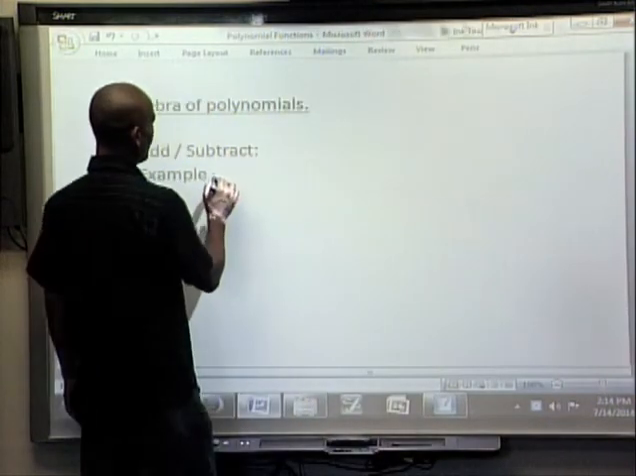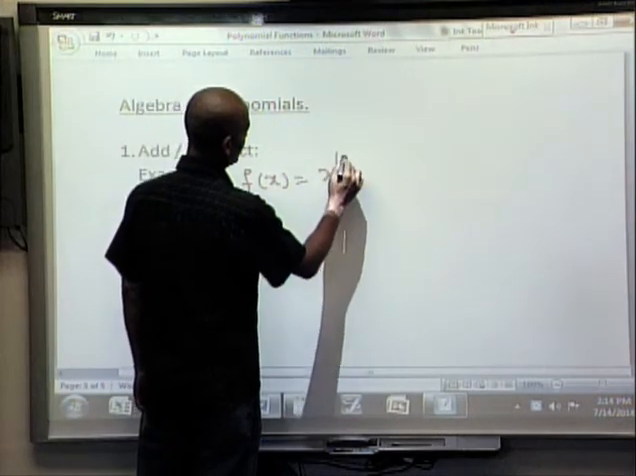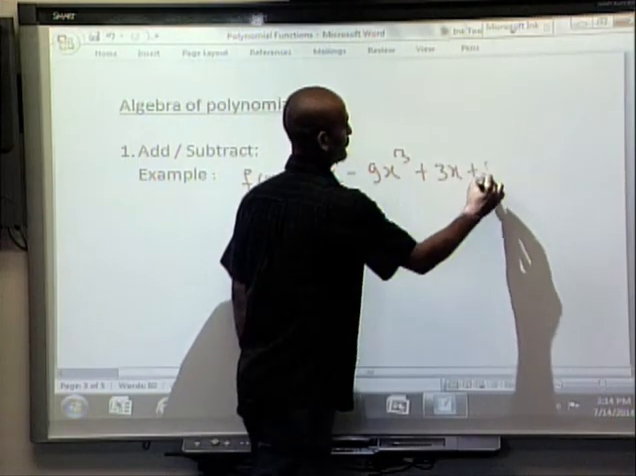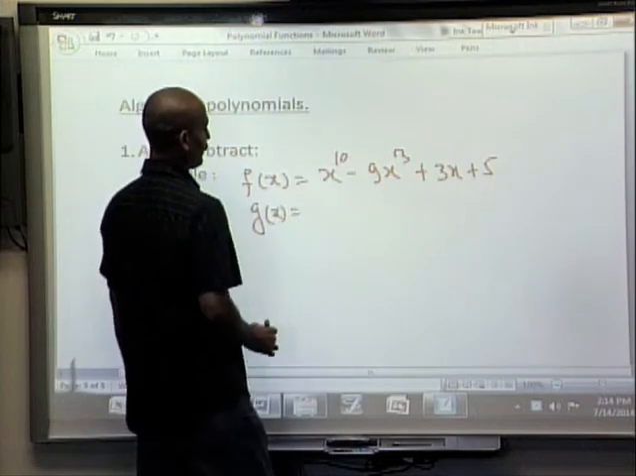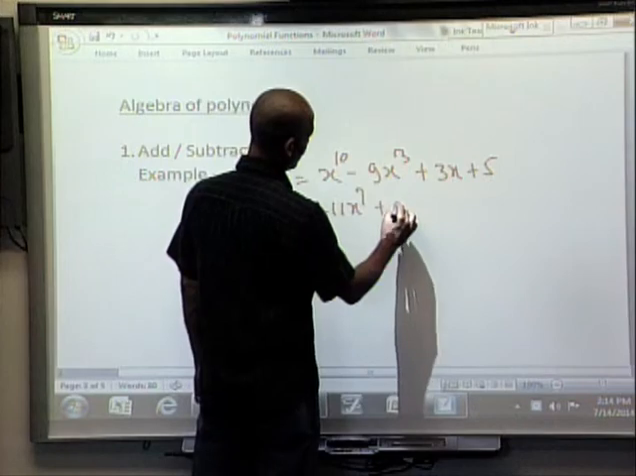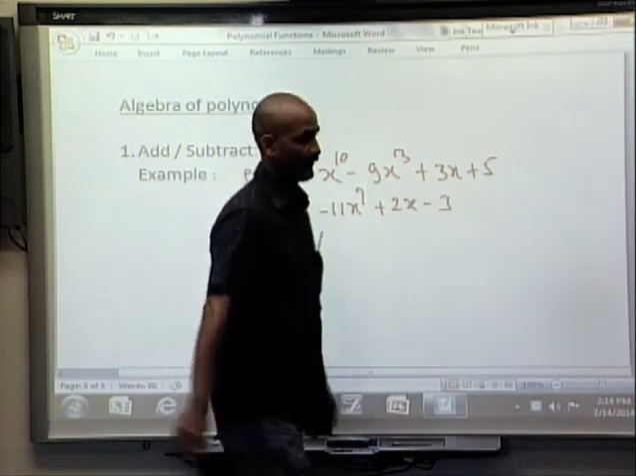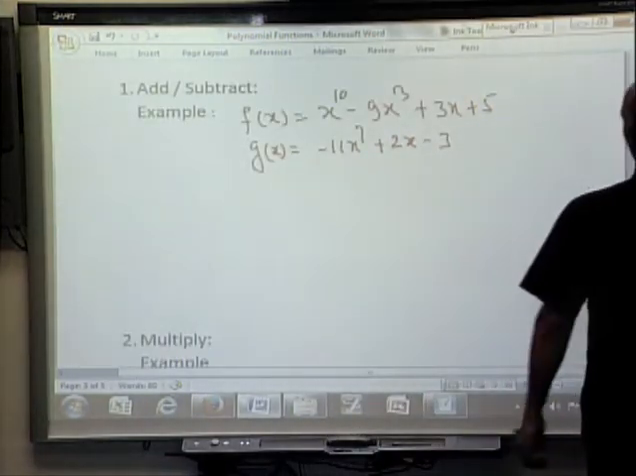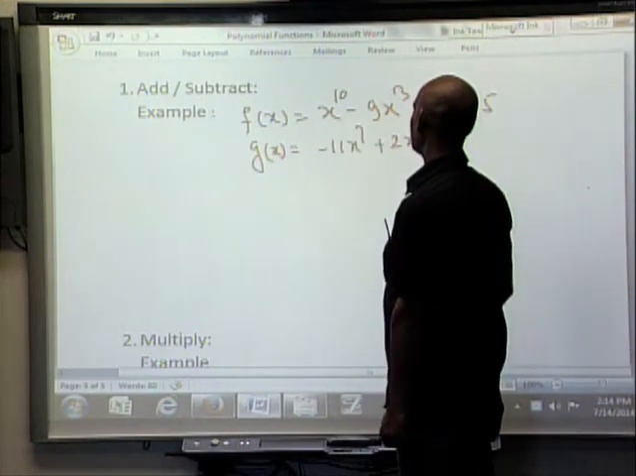Let us say I have a polynomial, for example, f of x equals x to the 10 minus 9x cubed plus 3x plus 5, one polynomial function. Another polynomial function, let us say g of x, is, for example, 11x to the 7 plus 2x minus 3. So, I have two polynomial functions, one is 10th degree, another is 7th degree.